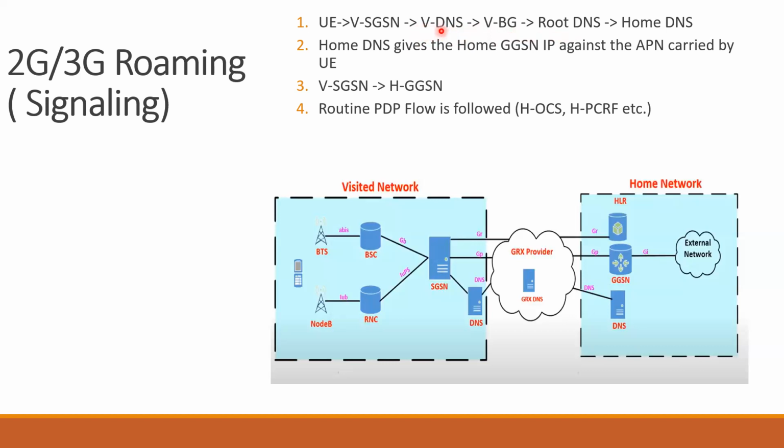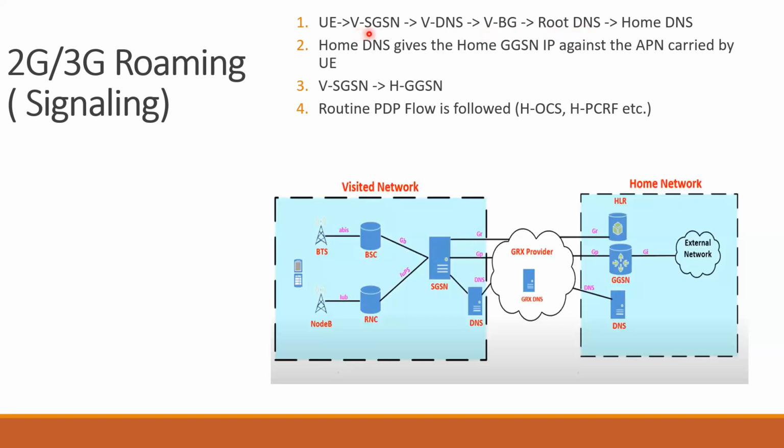So once the visitor DNS identifies that this isn't a local APN and this is not defined in my configuration, it is going to route it towards the root DNS, and this routing is done via your visitor BG. Now, root DNS has the information of all the operator DNSs available and all the operator APN information available.